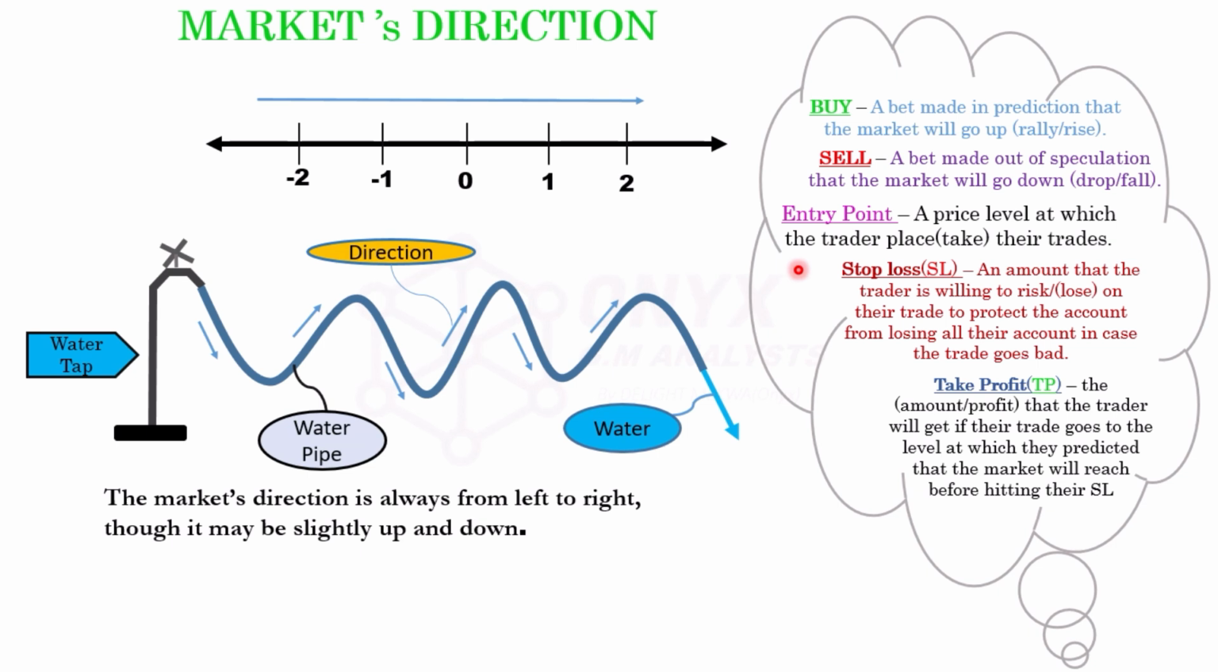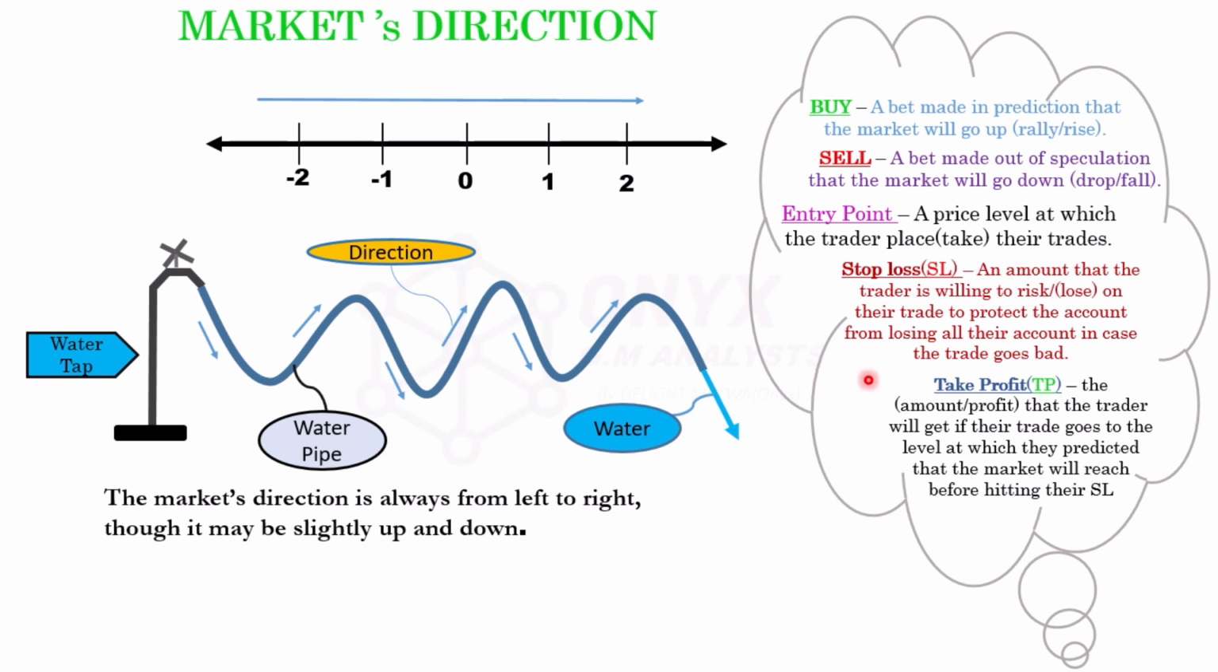So we have another term called stop loss, also abbreviated SL. It is an amount that the trader is willing to risk or to lose on their trade to protect their account from losing everything in case the trade goes bad. Meaning, in the trade, their speculation did not go into the money.